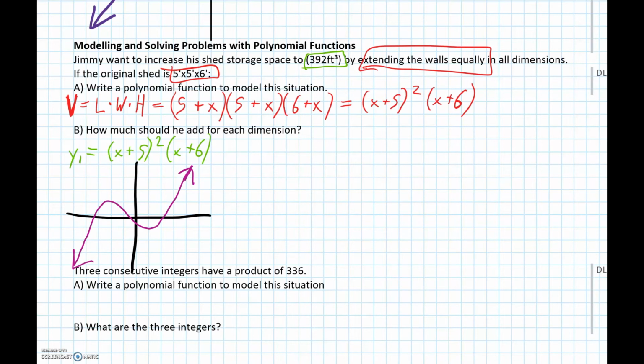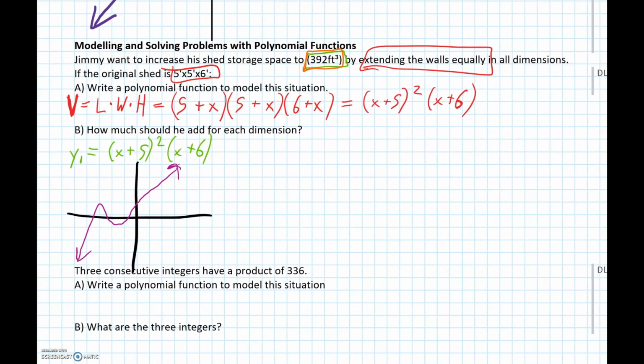So probably something like that. If we don't add anything, it has some sort of volume, but then we're looking to see at what point the volume will be the right amount. So we want the volume to get to this 392, right? So we're also going to plug in our y2 as 392, and that will give us a line that goes across something like this.